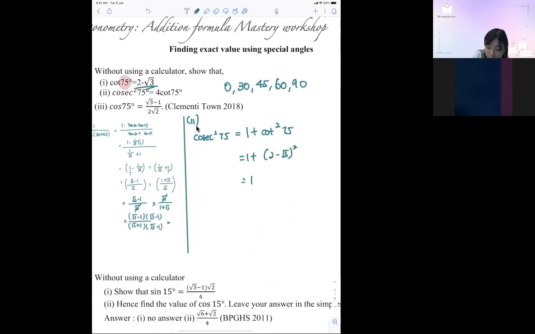So we got 1 plus, expand, 4 minus 4 square root 3 plus 3. We have 8 minus 4 square root 3. We take out 4. You get 2 minus square root 3. And what is 2 minus square root 3? Cotangent 75. So we change it to cotangent 75. The answer already.